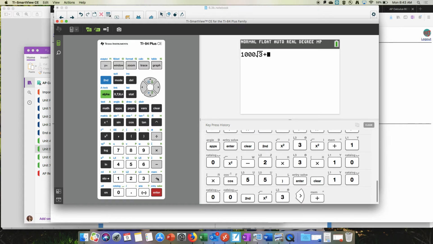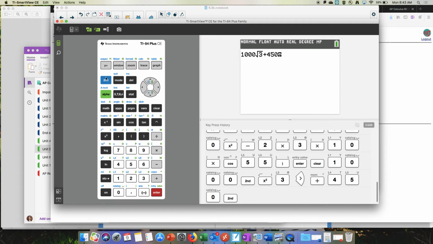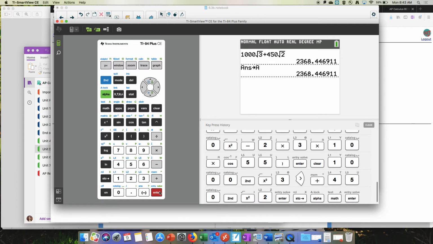And then plus 450 radical 2, right? Okay, I'm going to actually figure out what that is, and I'm going to store it in alpha A. Store alpha A. That way I can just come back to it later. Okay. And I'm going to do the same thing with our vertical component.